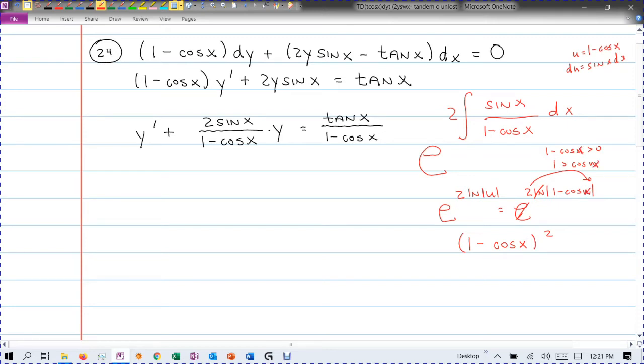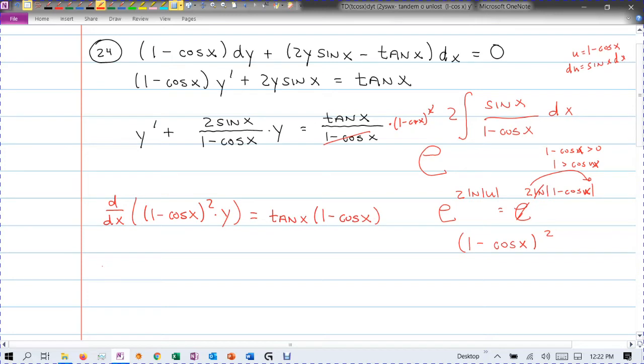Alright, now we know the left side over here is going to become the derivative of the product of 1 minus cosine x, that quantity squared, times y, equals, real nice here, when we multiply this right here by 1 minus cosine x squared, one of them cancels with that. So what we're left with is tangent x times 1 minus cosine x.